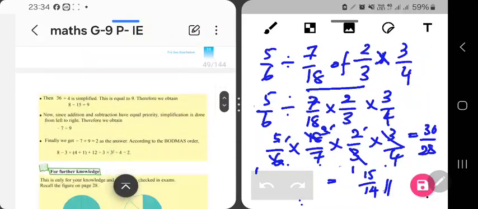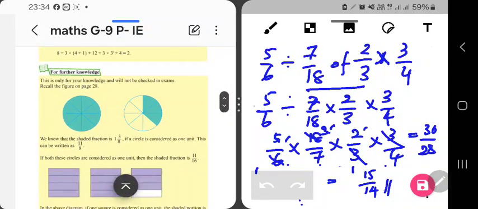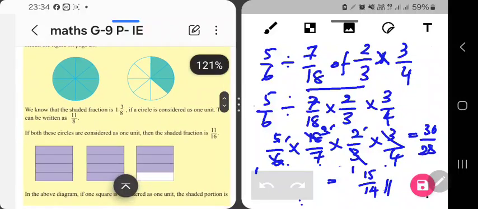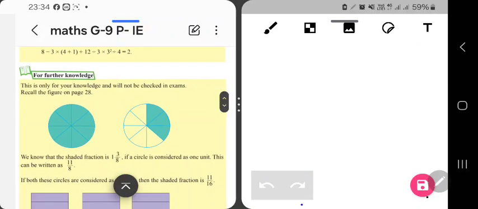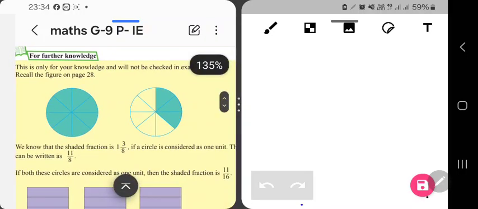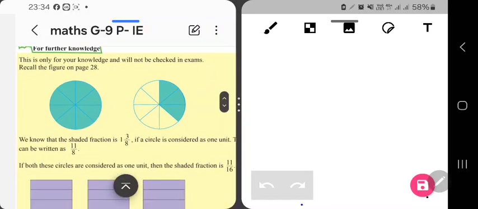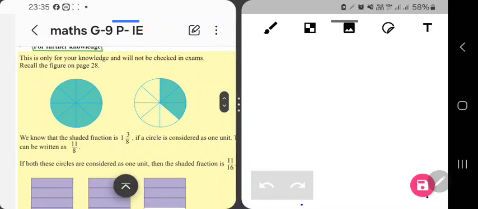Next up, I would like to conclude this particular section with this last bit here. It's an interesting question, so that's why I wanted to conclude with that. So let's read it carefully. That is just for further knowledge. It's not a question. This is only for your knowledge and will not be checked in exams. Recall the figure on page 28.